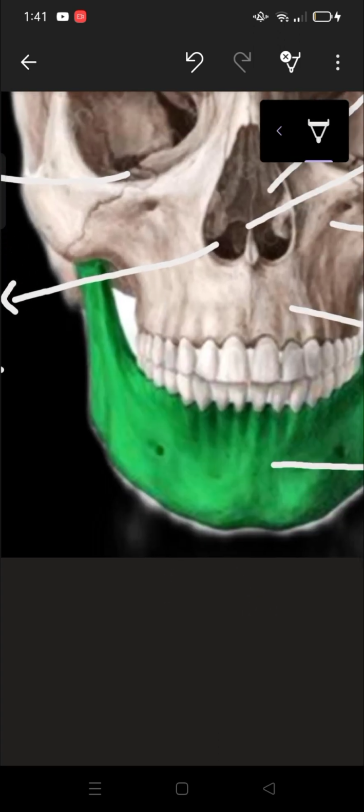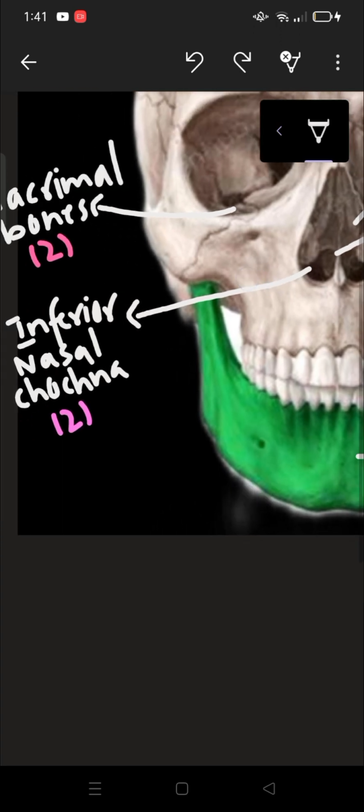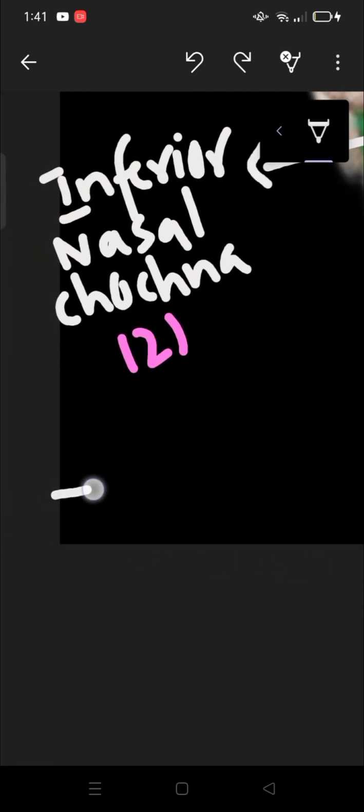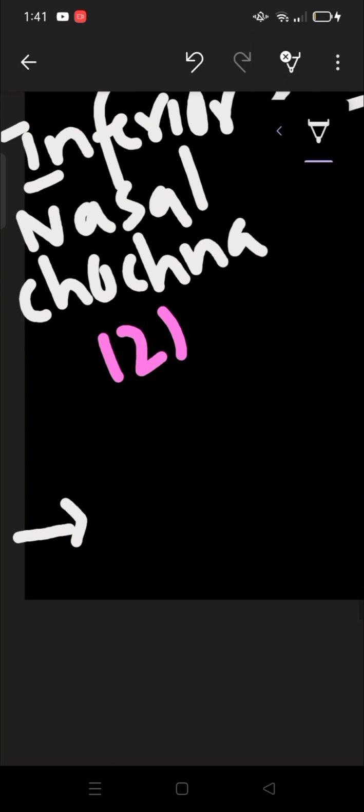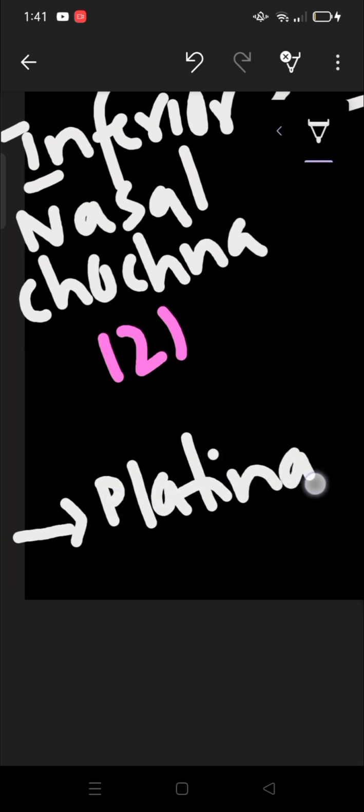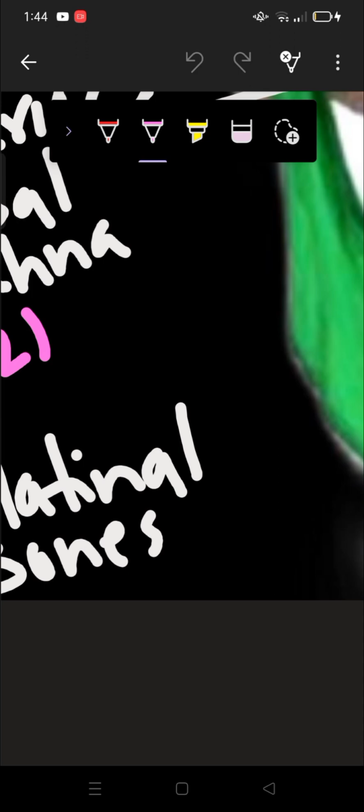Now the last bones of the facial bones are the palatal bones, which are present here inside the mouth. Here we have palatal bones. I am writing this here because those are not visible in this picture. So I am writing here palatal. So palatal bones are also 2 in number.